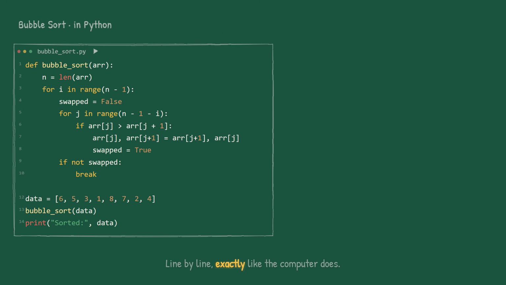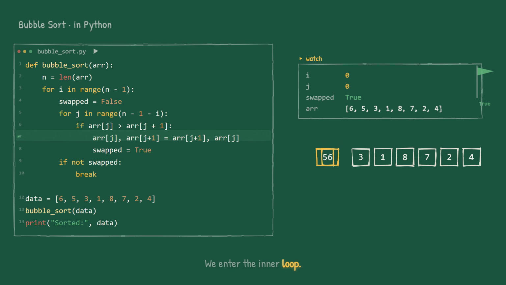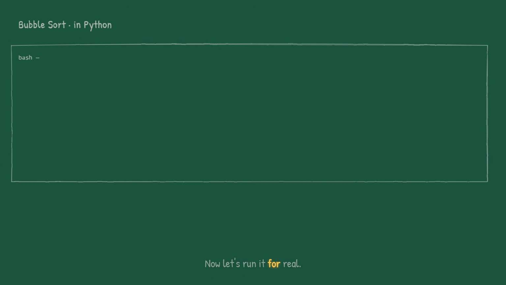Now, let's run it. Line by line, exactly like the computer does. Watch the cursor. I is 0. The flag drops. We enter the inner loop. 6 and 5, swap. The flag jumps up. The array shifts. J moves on. Pass by pass, the green wall grows, and the watch on the right keeps the score. And here, the final pass. Nothing swaps. The flag stays down. Break, it stops itself.